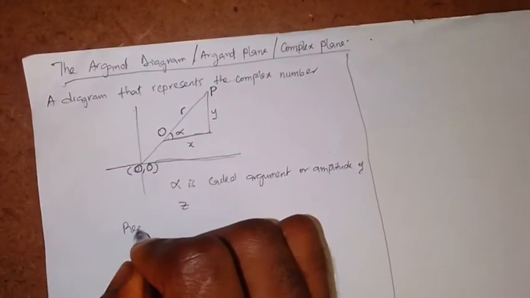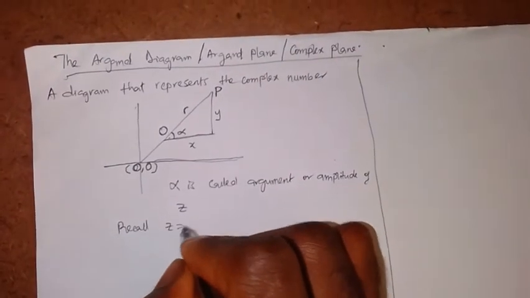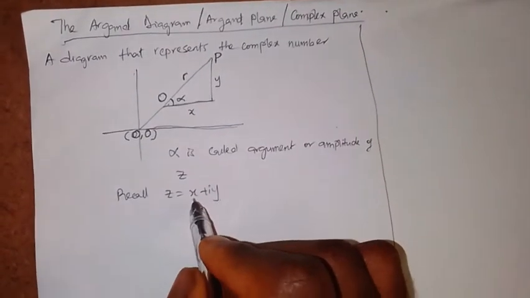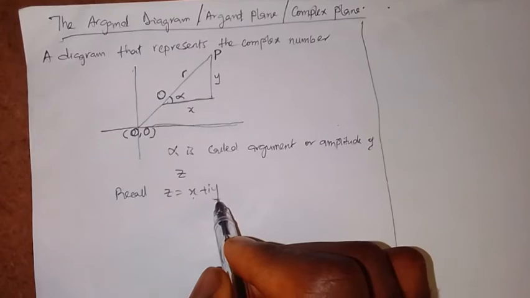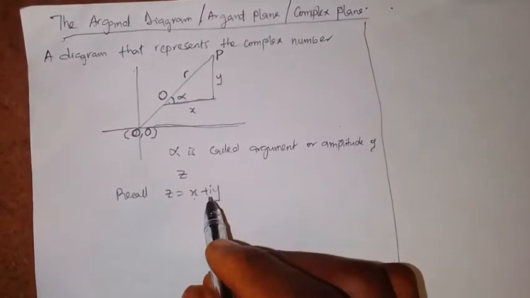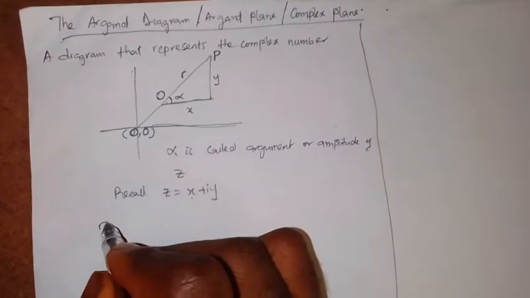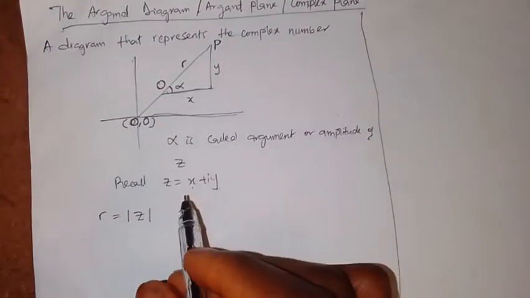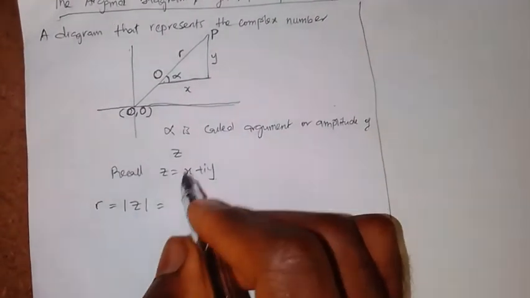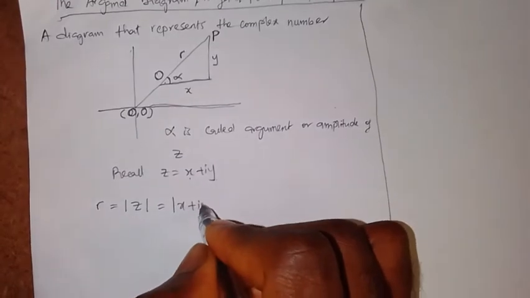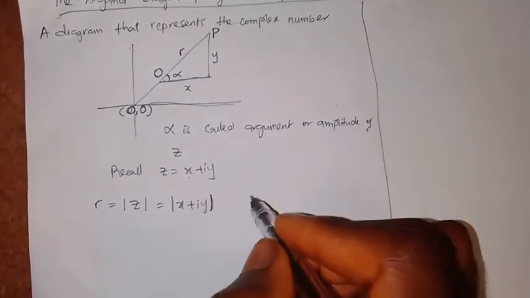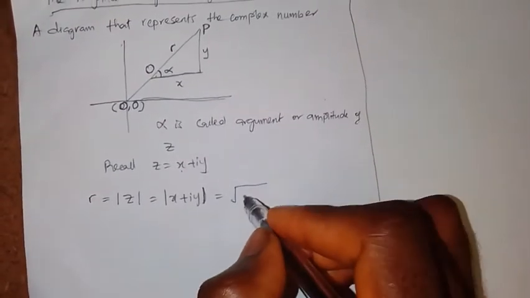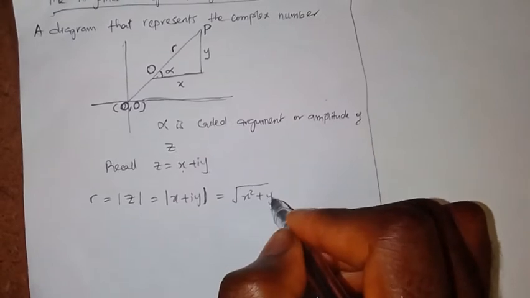Now recall, Z equals X plus iY, where we've said already that X and Y are real numbers. X represents the real part, Y represents the imaginary part. We have R equal to the modulus of Z, that's our resultant here, which is the modulus of X plus iY. Finding the modulus becomes the square root of the real part squared plus the imaginary part squared.